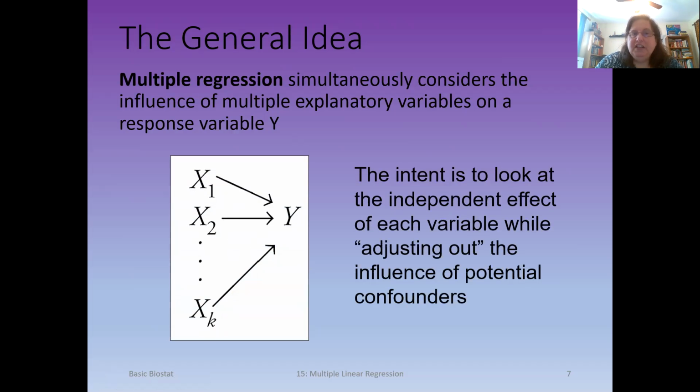And the intent is to look at the independent effect of each variable while adjusting out the influence of potential confounders. So we'll talk more about that, but the basic idea is we might include things we're not really interested in. Let's say you're doing a study and you're not particularly interested in gender, but you are afraid it might be unduly influencing what's going on here, and it could affect your relationship between your IV of interest and your DV. You still might include it so that you can adjust for it.